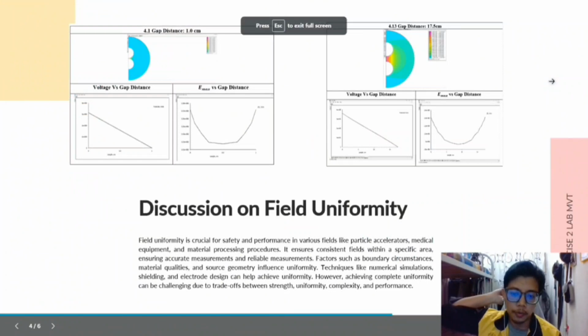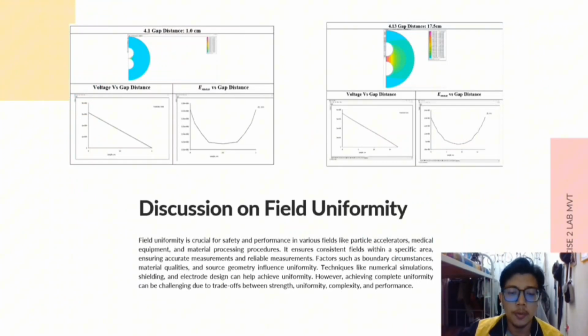Next, for our discussion on field uniformity. Okay, field uniformity is crucial for safety and performance in various fields like particle accelerators, medical equipment, and material processing procedures. It ensures a consistent field within a specific area, ensuring accurate and reliable measurements. Factors such as boundary circumstances, material quality, and source geometry influence uniformity. Techniques like numerical simulation, shielding, and electrode design can help achieve uniformity. However, achieving complete uniformity can be challenging due to trade-offs between strength, uniformity, complexity, and performance.